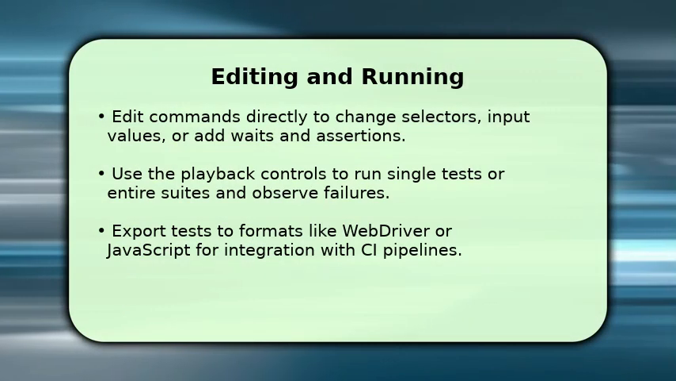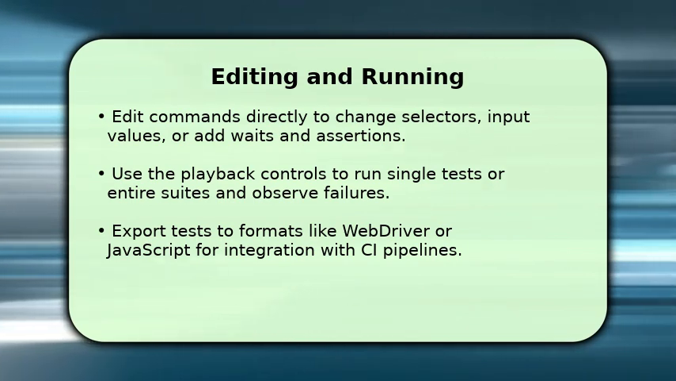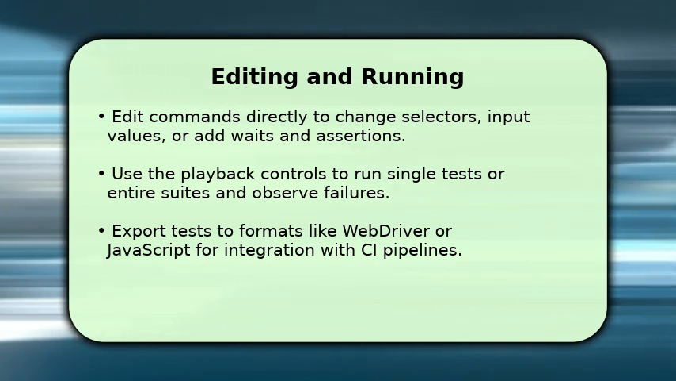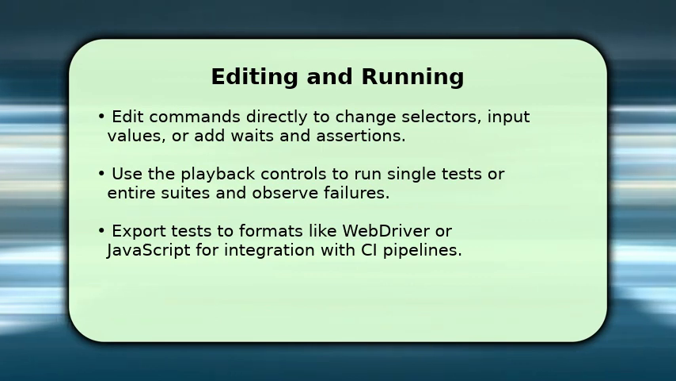Open a recorded test and click any command to edit its target, value, or parameters, then insert assertions and control flow as needed. Use the Run button to execute a single test or run a suite to validate multiple scenarios consecutively. Inspect logs and screenshots on failure, tweak selectors or timings, and optionally export tests to code formats for integration with CI tools or advanced automation workflows.